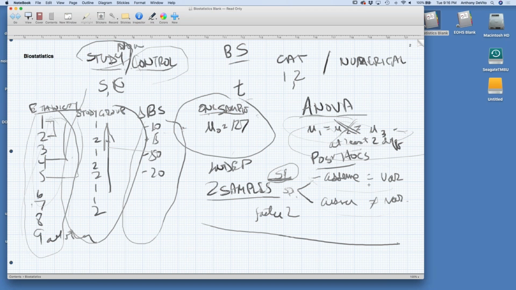Well, now, what about if we want to work with just categorical variables? And that comes up quite a bit.